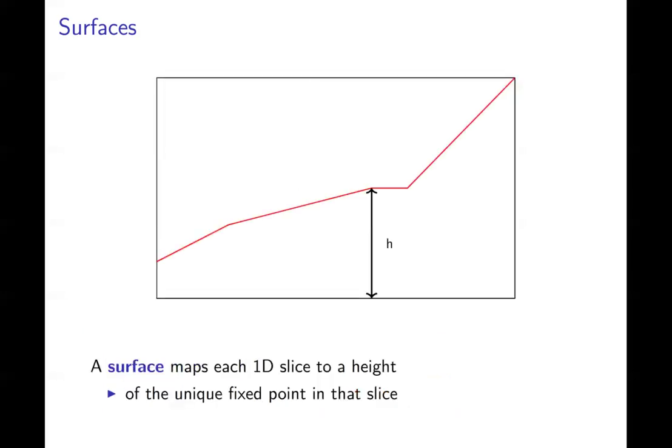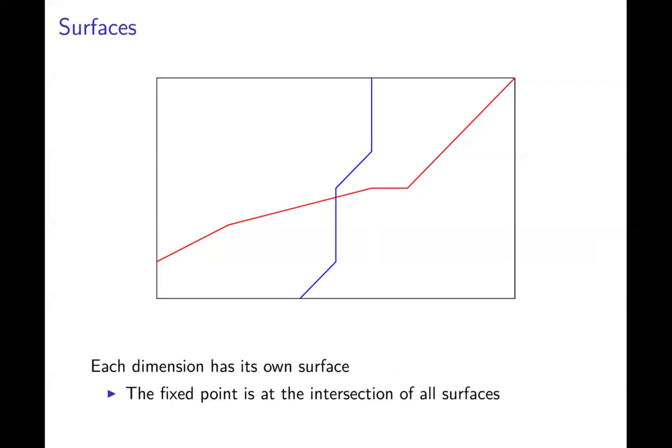Therefore, connecting all the one-dimensional slices, one after the other, of our two-dimensional instance, we get the surface. That surface, for each slice, connects the unique fixed points. It essentially maps each one-dimensional slice to the height of the unique fixed point in that slice. We have one surface for each dimension, and the fixed point lies at the intersection of all the surfaces.